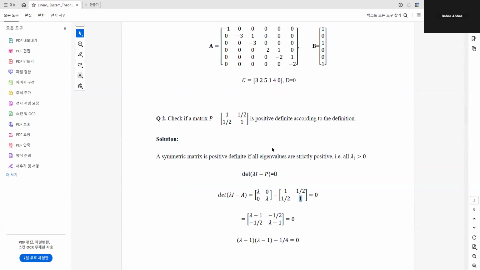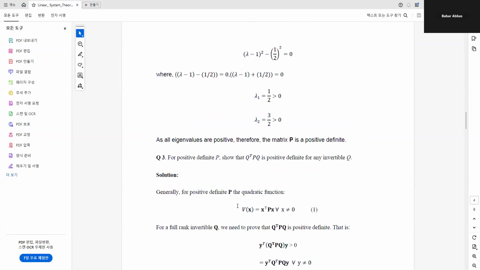Similarly, if you have a matrix, we can also show that by the principal minors. Here, this is the one which is greater than 0, and similarly the determinant of this matrix is also greater than 0. So we can also show that this is a positive definite matrix. In the next part, we have the positive definite matrix P and show that Q transpose PQ is positive definite for any invertible Q.